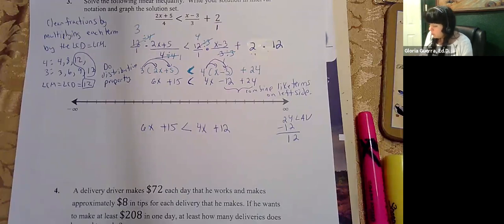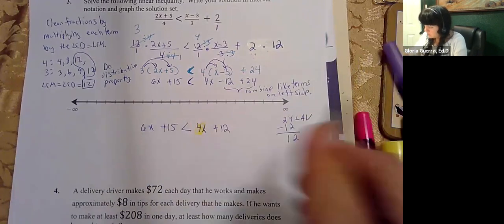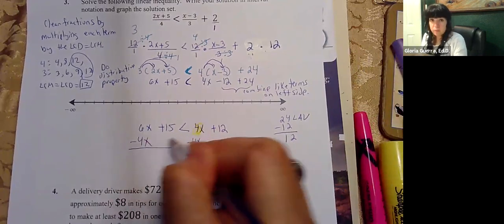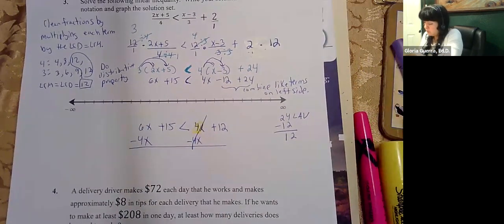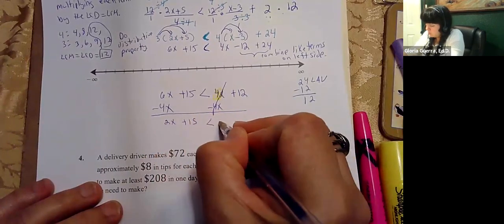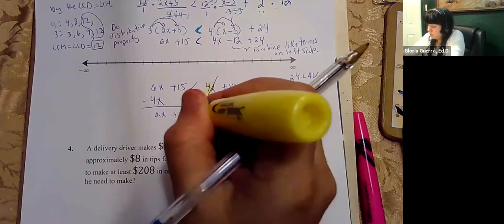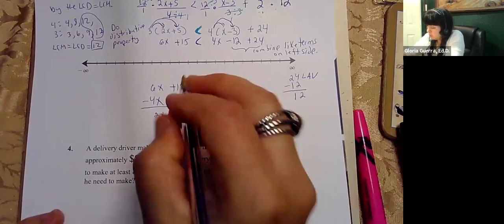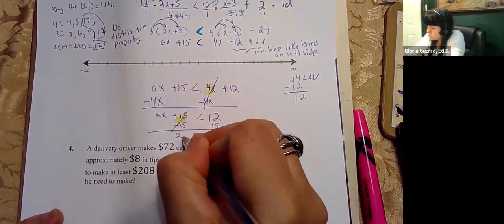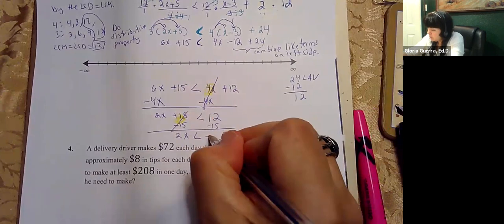Okay, and now I'm going to move the 4x over by using opposites. 6x minus 4x is 2x, plus 15 is less than or equal to 12. And now I'm going to move the 15 over, so all the constants are on the other side. 12 minus 15 looks like a negative 3. Is that what you got?